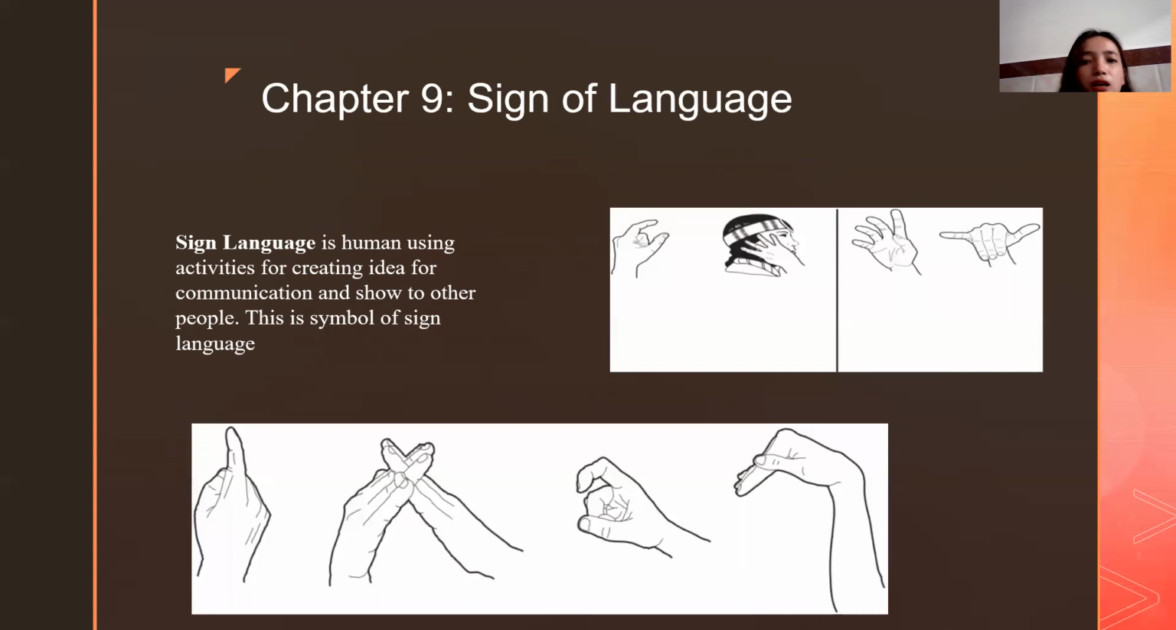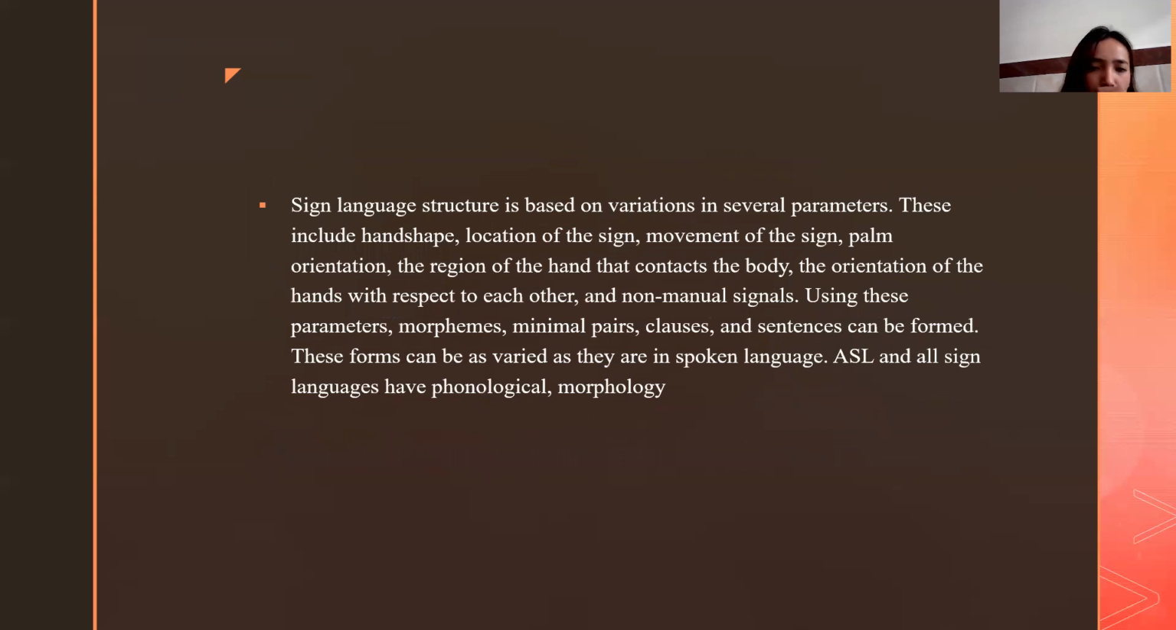So let's talk about chapter 9, the science of language. The science of language is a human activity for creating ideas for communication and so on. Sorry. So sign language. Sign language is based on variations in several patterns. So this includes handshape, location of the sign, movement, and the sign's palm orientation. So this is all for chapter 9.